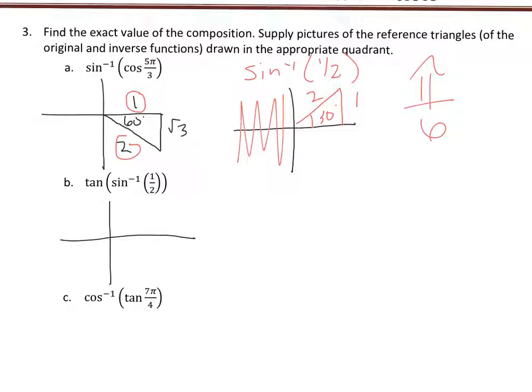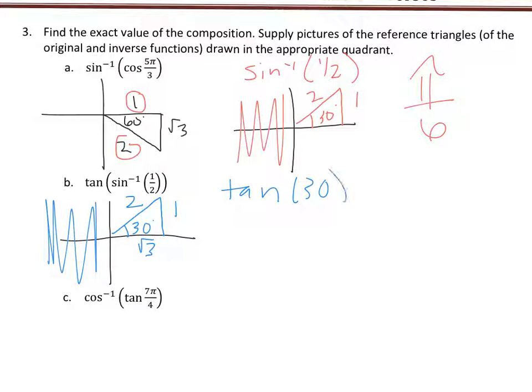So I'm first taking the inverse of 1/2. Again, it's either in the first or fourth. Since it's positive, it's going to be in the first quadrant. So my opposite is 1, my hypotenuse is 2, so this would be square root 3. And then this angle would be 30. So now I'm doing tangent of 30.